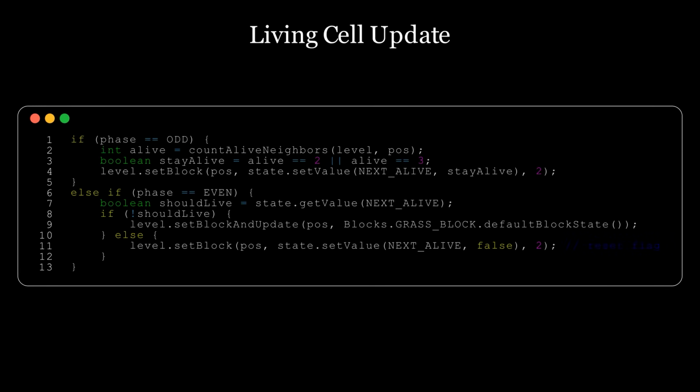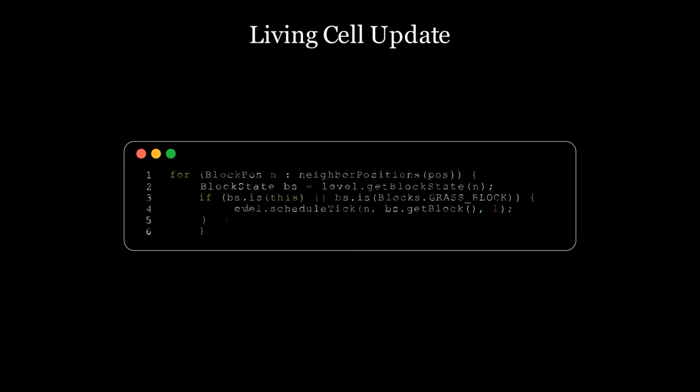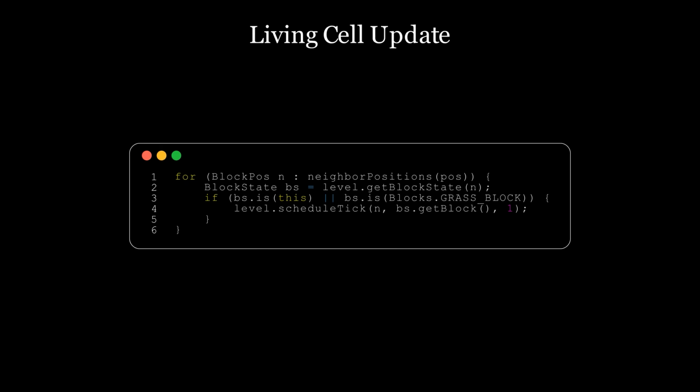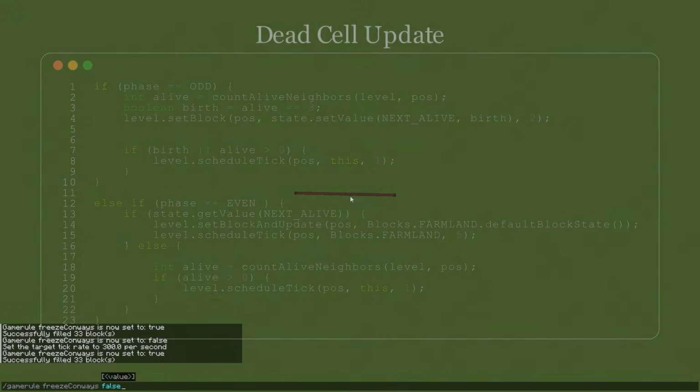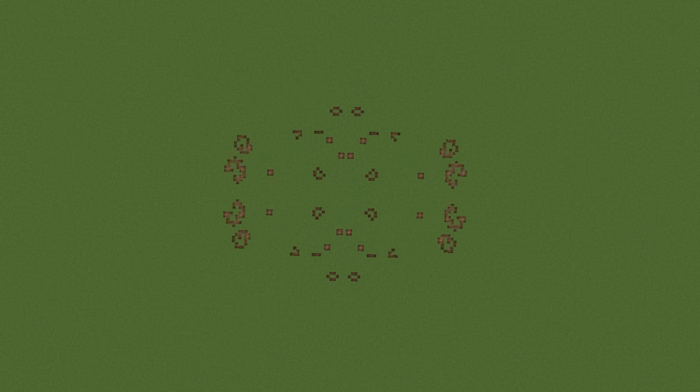Gather information on the odd phases and update the block on the even phases. For the sake of efficiency, we can also only update the dead cells if they're adjacent to a living cell. In the dead cell tick function, we do essentially the same thing. And that's it. This is Minecraft running Conway's Game of Life with nothing but tick logic and block updates.